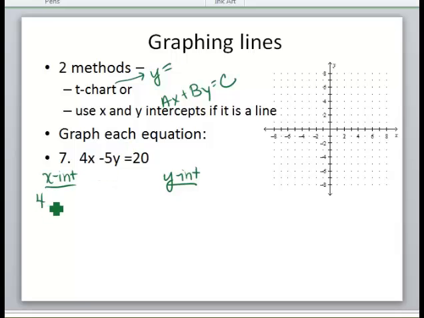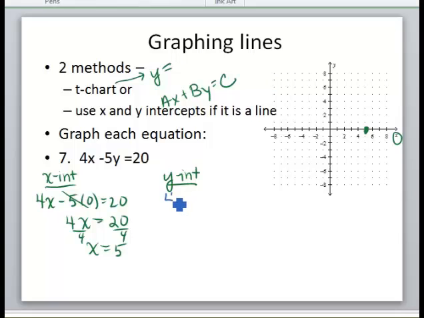The x-intercept then ends up being, I'm going to keep the x portion, put 0 in for y, and those fall out. I get 4x equals 20. Divide by 4 on both sides, I get x is 5. On the x-axis, right there's the x-axis, I will plot 5.